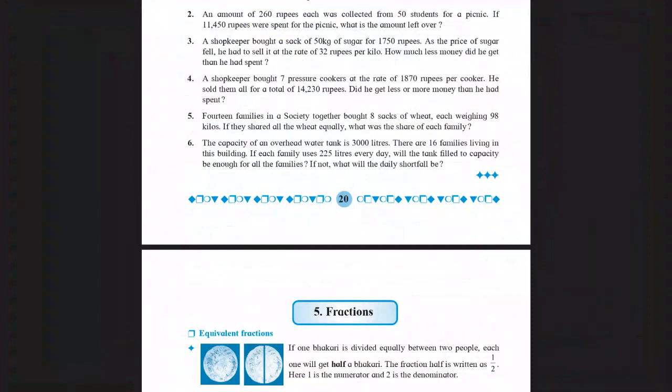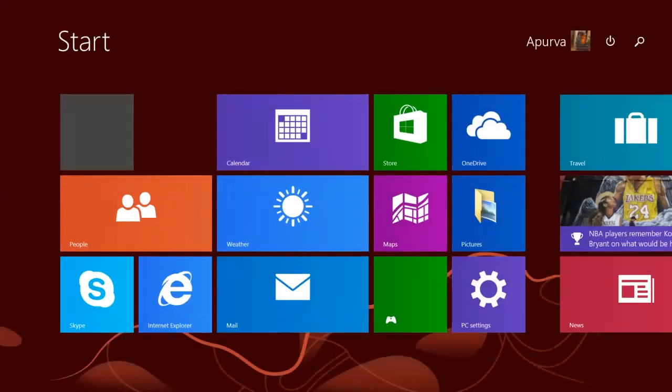1,870. You should multiply it with 7. You would get the amount that he spent for buying all the 7 cookers. He sold them all for a total of 14,230 rupees. So he sold all of them and he got 14,230 rupees. Did he get less or more money than he had spent?